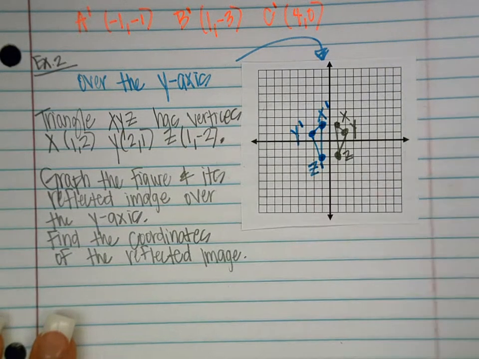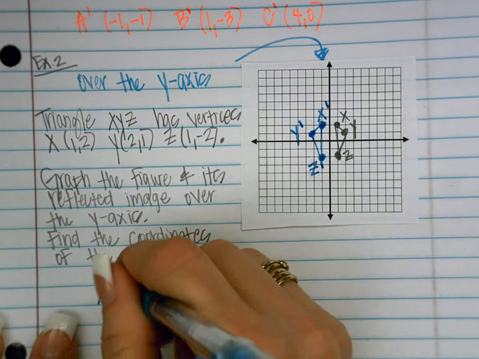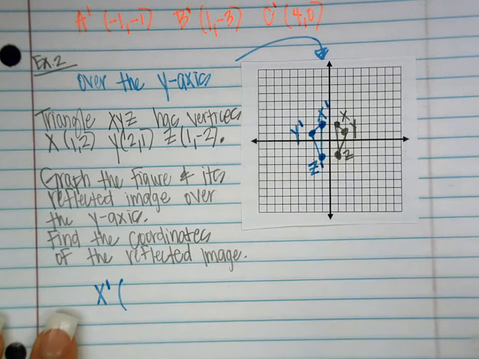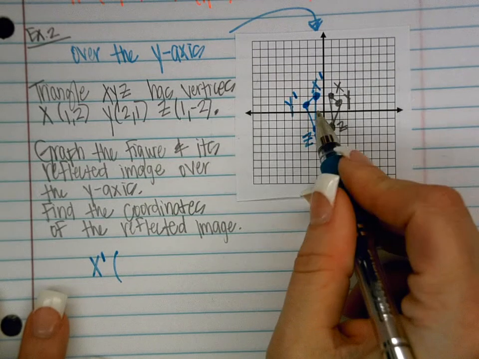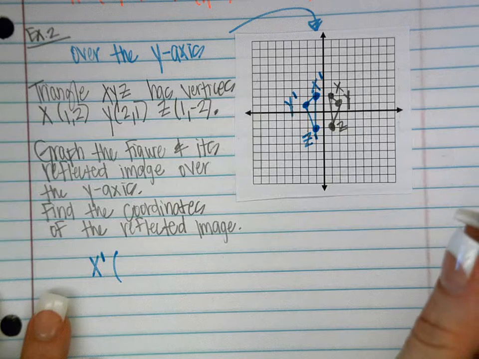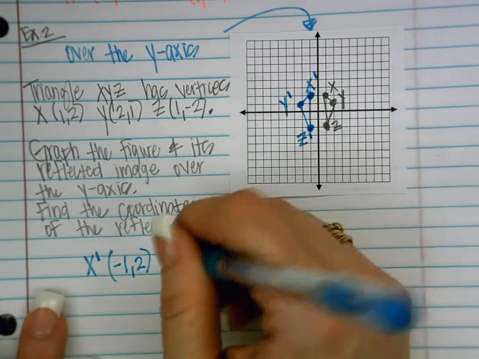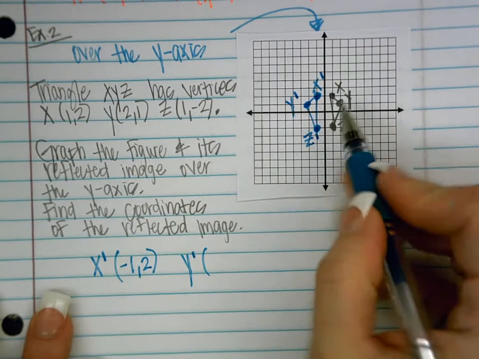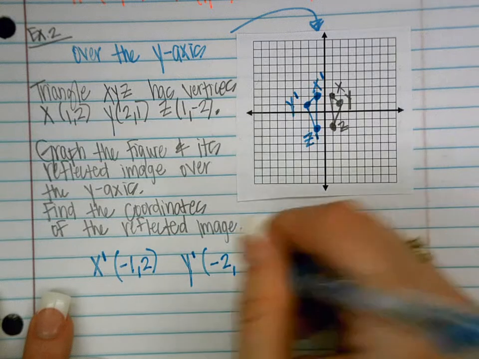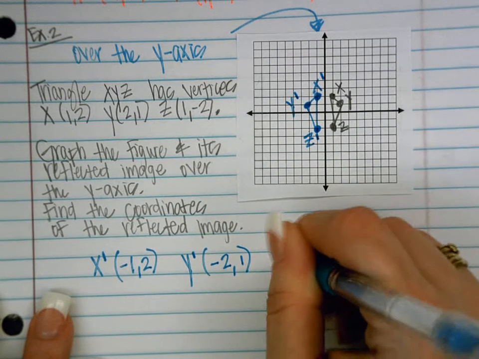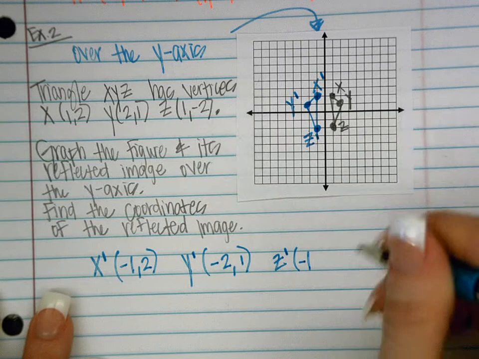Okay? So what is the X prime coordinate? What's the first coordinate? Almost. X prime is left 1, up what? 2. So negative 1, comma 2. How about for the Y prime coordinate? It's left 2, so negative 2, up how far? 1. And the Z prime coordinate? Left 1, so negative 1, down how much? Negative 2.